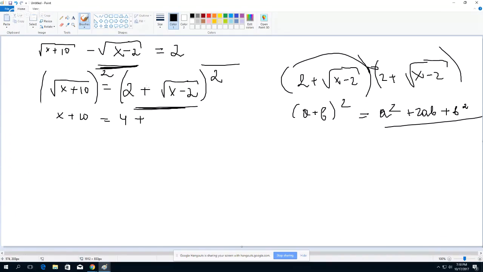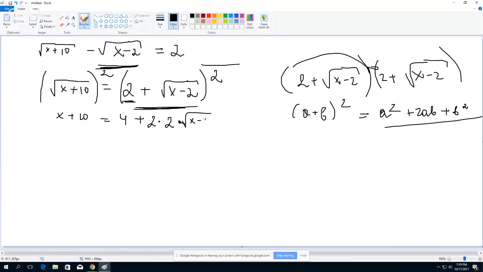Okay. So we have a squared, where a in our case is 2. So 2 squared is 4, plus 2ab, meaning 2 times a. A is 2, correct? Yeah. So then 2 squared plus 2 times 2 times... and the square root of x minus 2 is b? Yes, exactly.